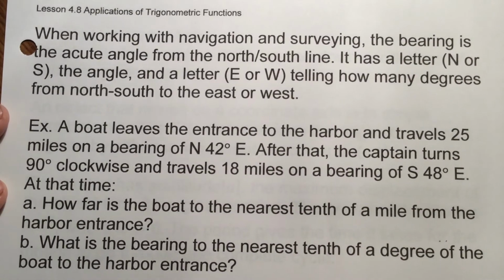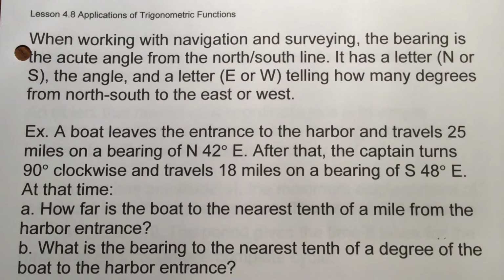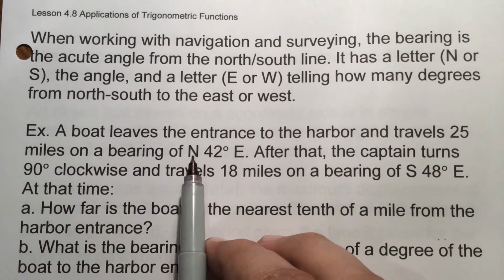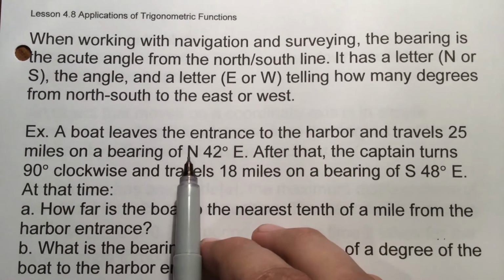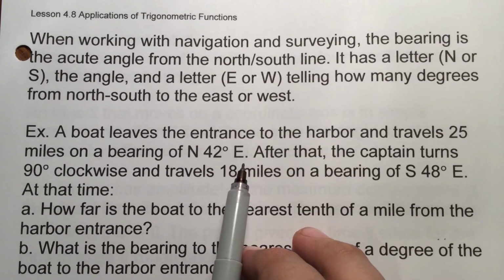So another place where they deal with this stuff is working with navigation and surveying. So they use bearing. Bearing is going to be the acute angle from the north-south line. So we have a letter, north or south, then the angle, and then another letter, east or west, telling how many degrees from the north-south line to the east or west. So like this next one here, it's north, 42 degrees east. So from the north, we're going to tip 42 degrees towards the east side.